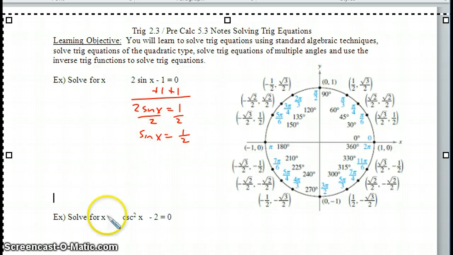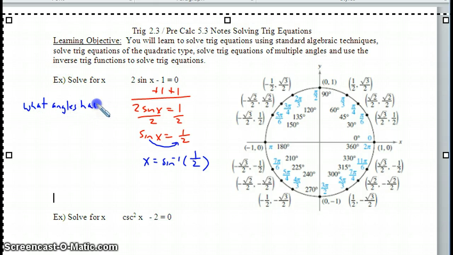And again, if I want to move the sine over, because my goal is to get the x by itself, I take the inverse. So it'd be the sine inverse of 1/2. Remember, when you're taking the sine inverse, you're asking for what angles have a sine equal to 1/2. And that's where the unit circle is going to be very handy. What angles have a sine of 1/2?